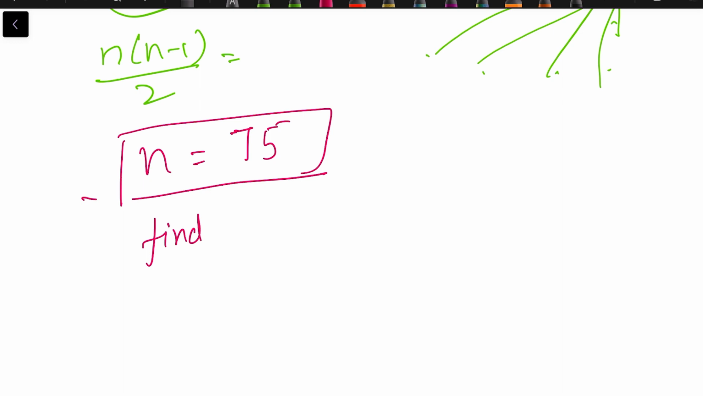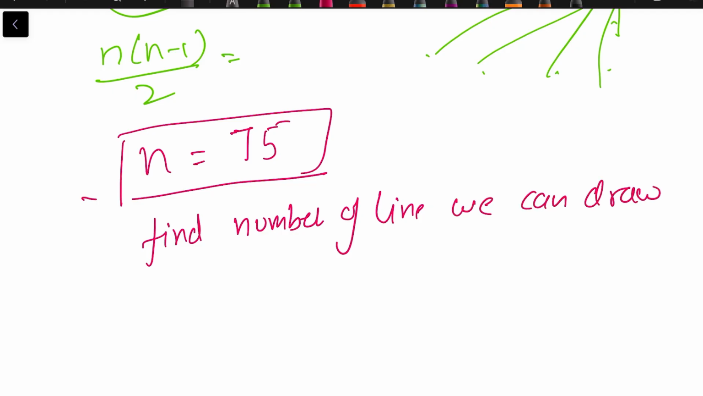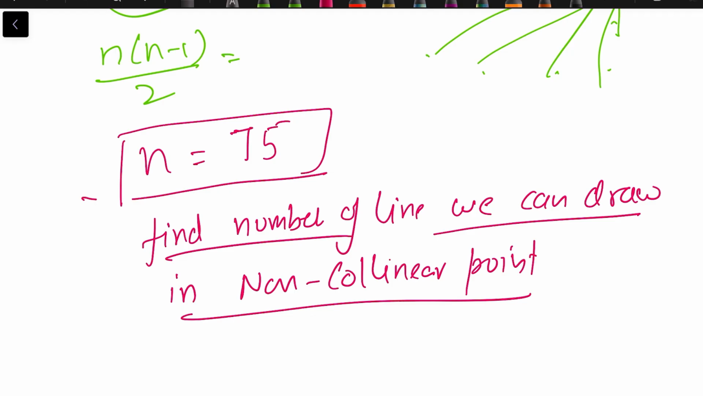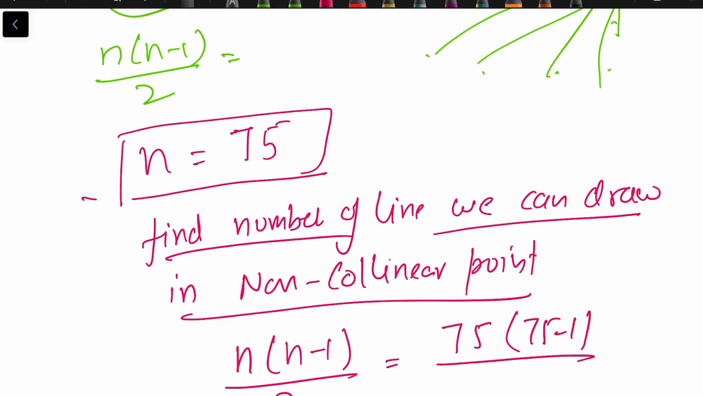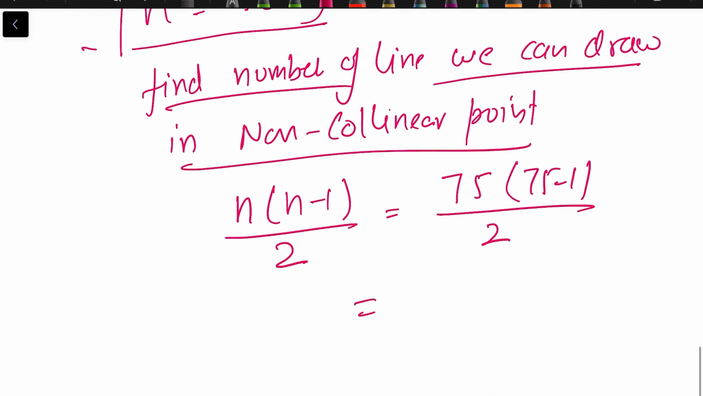Find the number of lines we can draw in non-collinear points. All these 75 points are non-collinear, so you have to find how many lines we can draw. So the formula for this one is n(n minus 1) divided by 2. So we will substitute the value here: 75 multiplied by (75 minus 1) divided by 2. So let's solve this one.